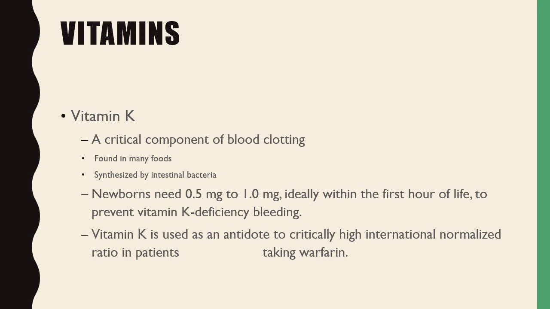It's found in many foods, vitamin K. It's also synthesized by the intestinal bacteria that are in our body. Newborns need 0.5 milligrams to 1.0 ideally within the first hour of life to help prevent vitamin K deficiency bleeding. And that's where it's kind of opposite. We have our newborns that we worry about vitamin K deficiency. Again, for adults, it's more of an excess of vitamin K.